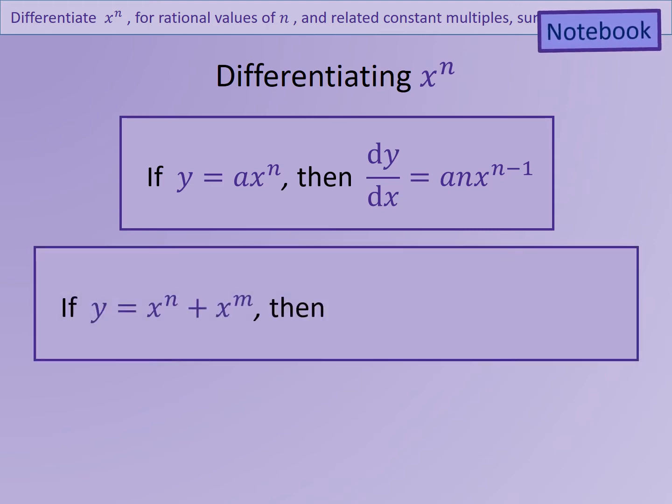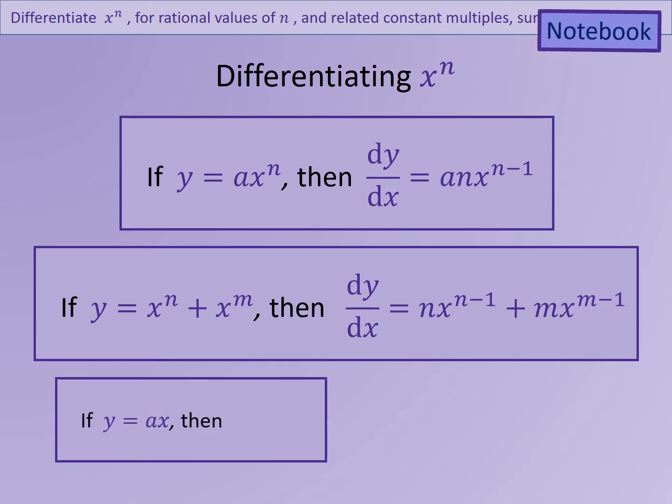The next thing we can write down is what happens if you have two or more terms within the equation, and of course what happens is we deal with each of them in turn. So dy by dx would equal n lots of x to the power of n minus 1 and mx to the power of n minus 1.